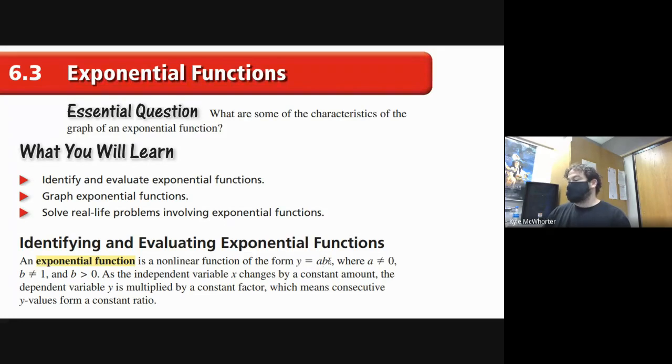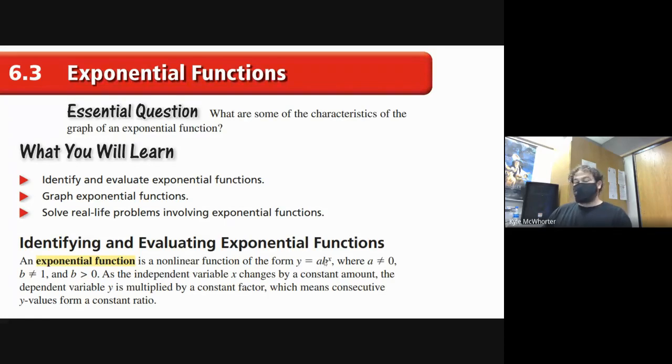Y equals a times b to the x. So a can't be 0, otherwise this would just be a linear function, because it would just be a horizontal line, y equals 0. B can't equal 1, because b is the base of our exponent. The key feature of an exponential function is that the variable is in the exponent, right? So we got a times b to the x. X is our variable. A and b are just going to be numbers, but x is our variable. And so if the variable is in the exponent, that's an exponential function.